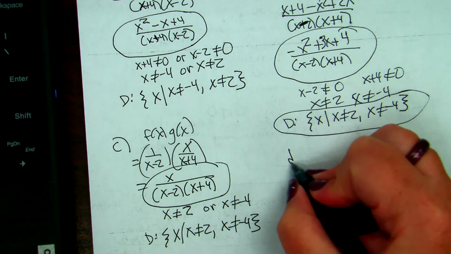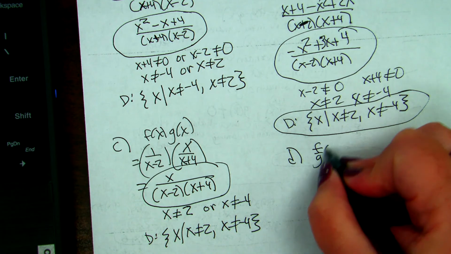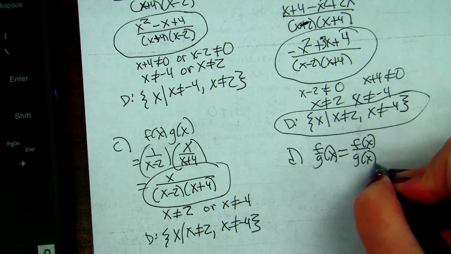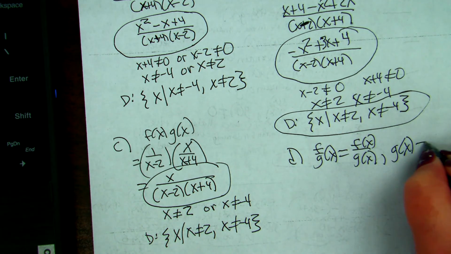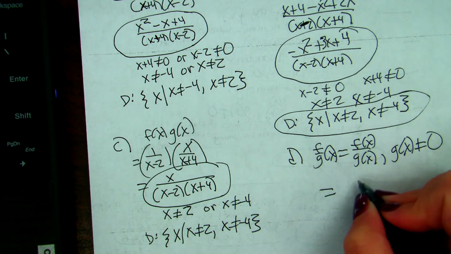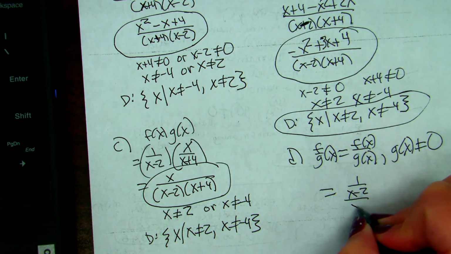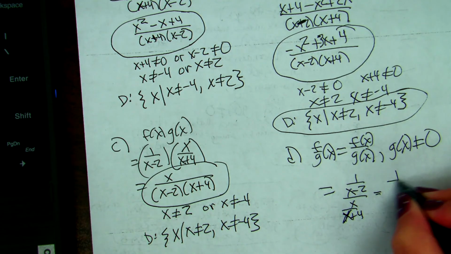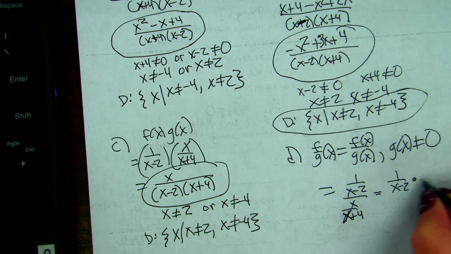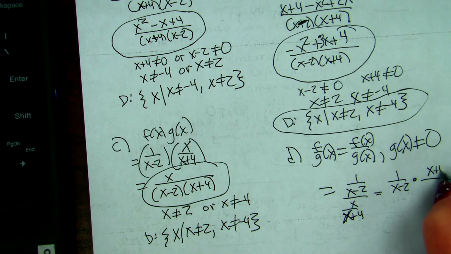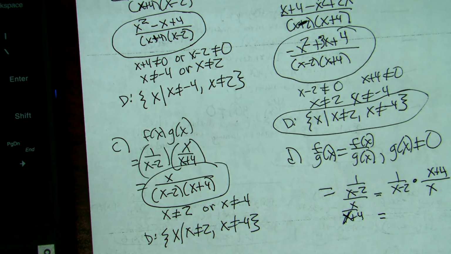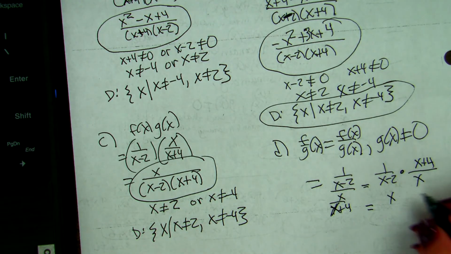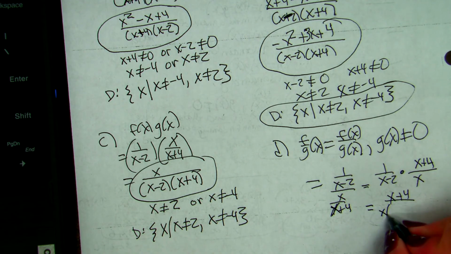And then for D, division, f over g of x equals f of x over g of x, where g of x is not equal to 0. So we get 1 over x minus 2 over x plus 4. And when you divide, that's the same thing as multiplying by what? The reciprocal. Multiplying by the reciprocal. So I flip this over. x plus 4 over x times x minus 2.